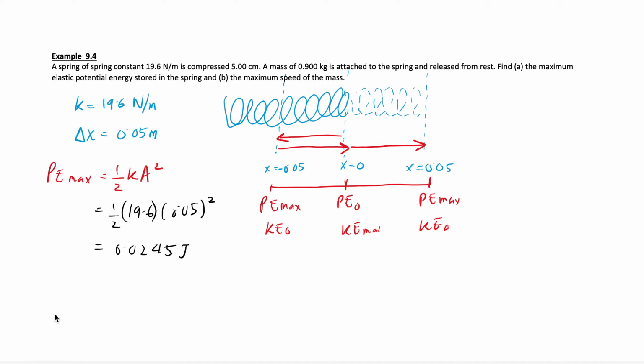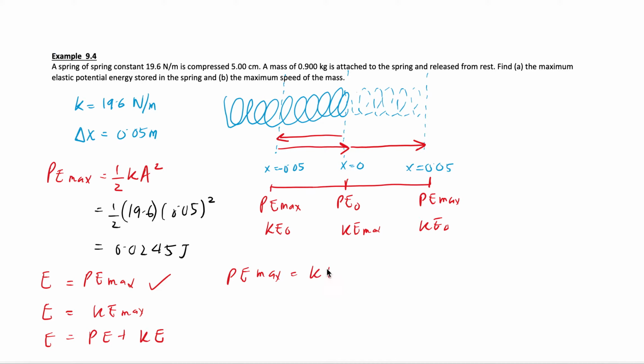And I told you the equation for a spring, the energy is always constant. So it can be E equals PE max. It can be E equals KE max. It can be E equals PE plus KE when they are not at their maximum. So if we know what our PE max is, we also know what our KE max is, right? So PE max equals KE max because E is constant.